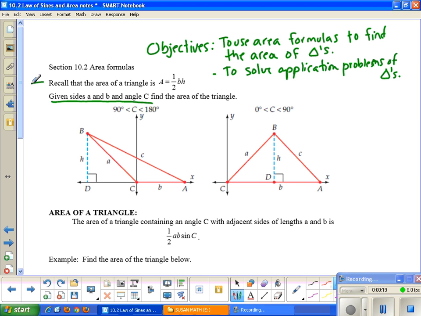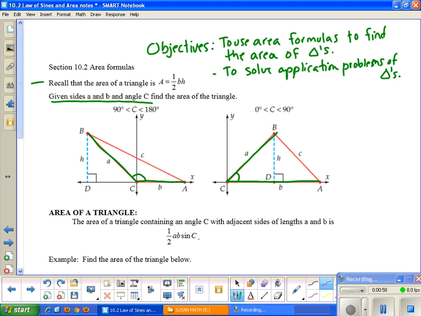Let's say we were given these two different triangles. Given sides A, B, and angle C, we want to find the area of the triangle. We're given side A, side B, and angle C for each of these, whether C is greater than 90 degrees and less than 180, or less than 90 degrees and greater than 0. In order to find the area, we need to figure out the height. How do I figure out the height given what I know?